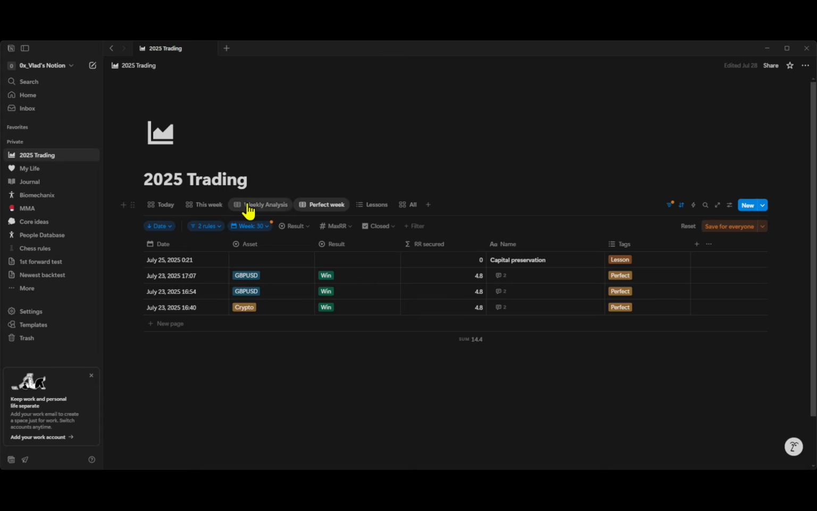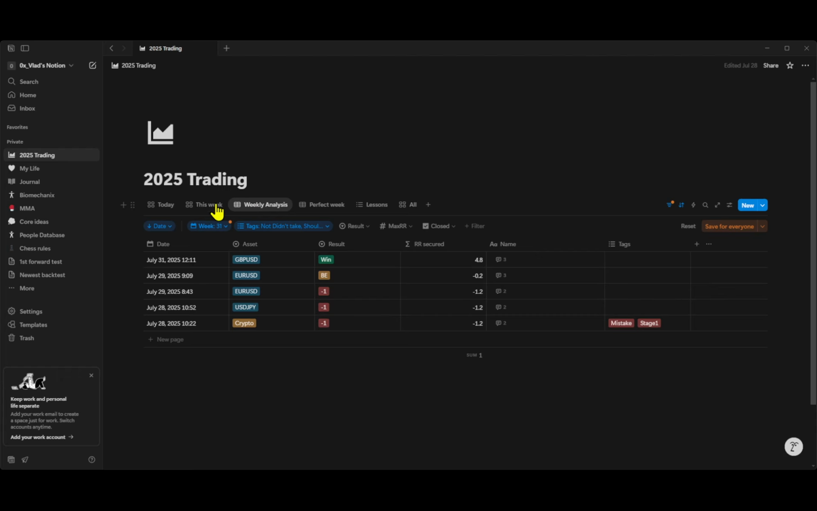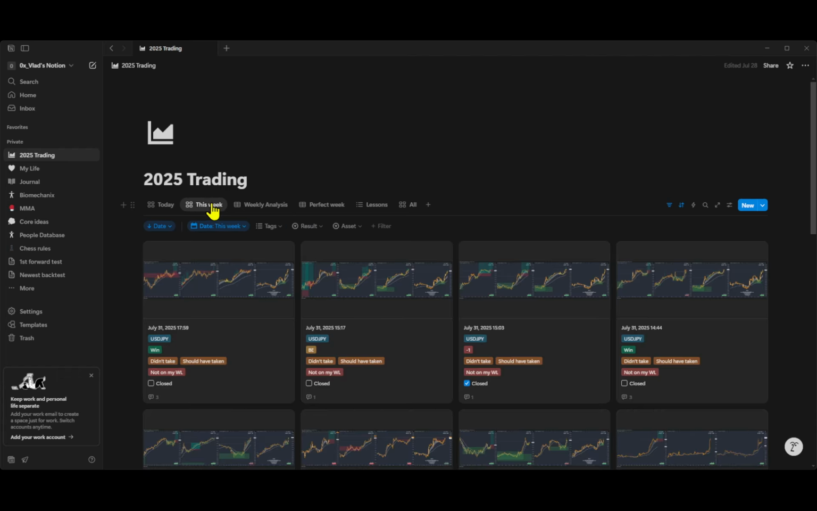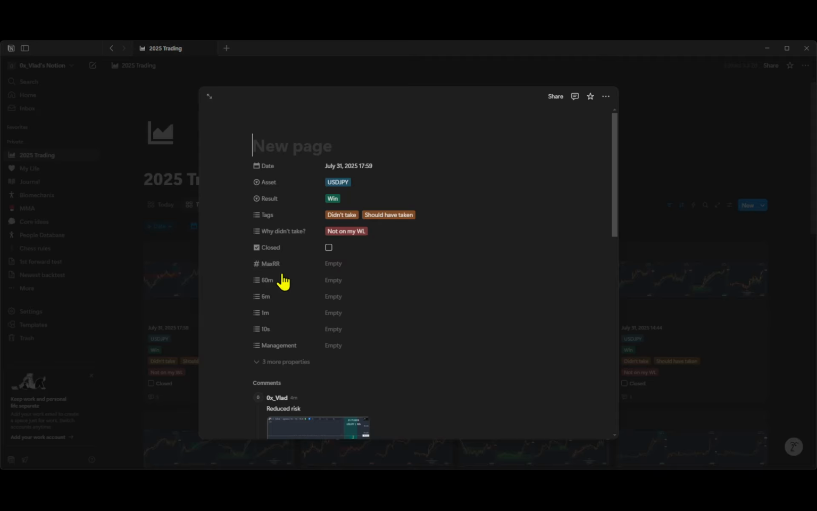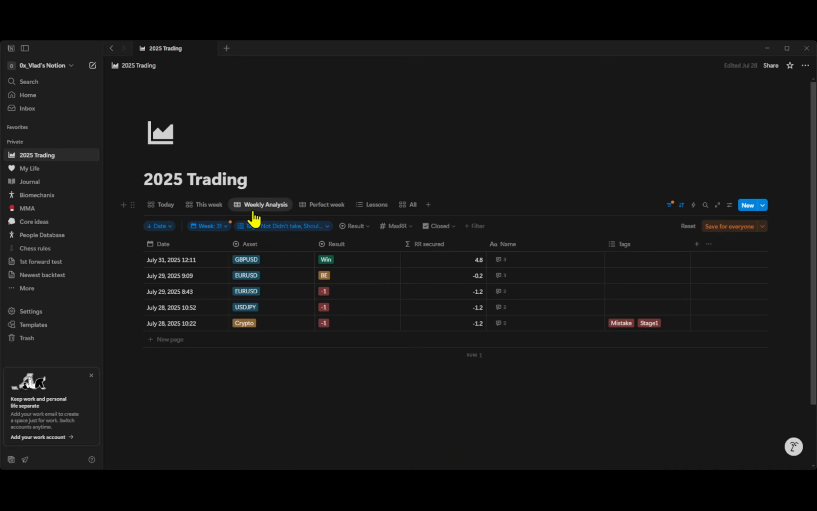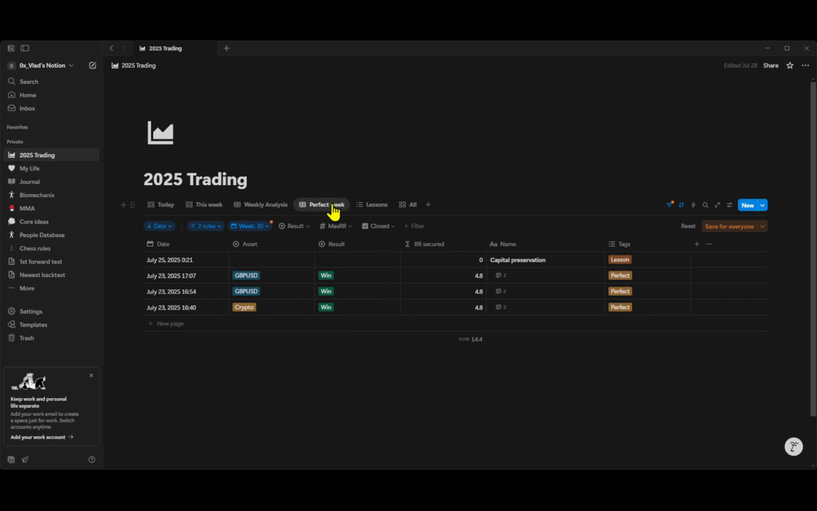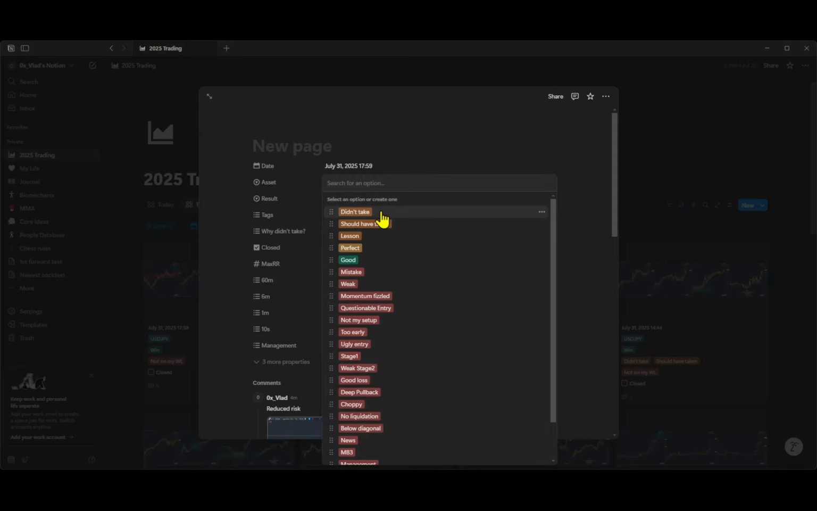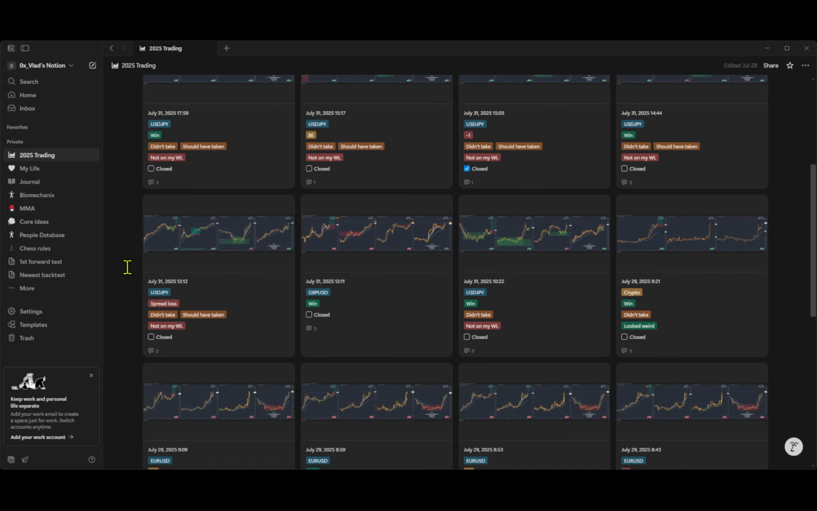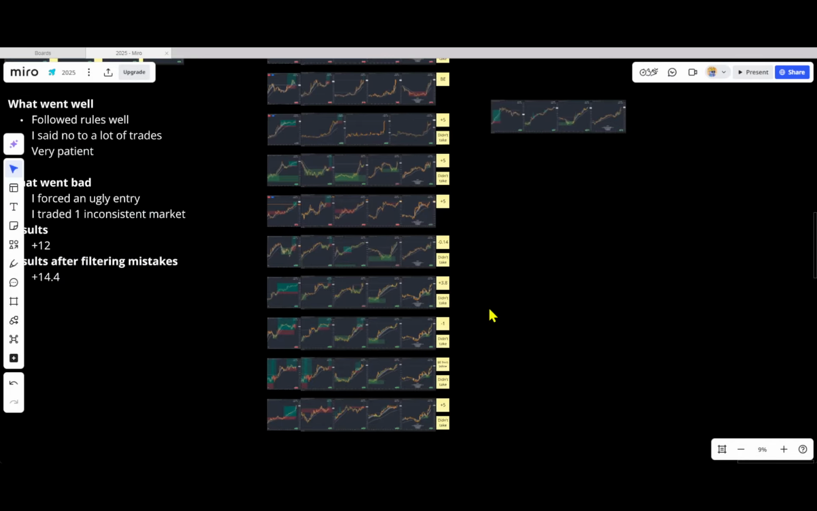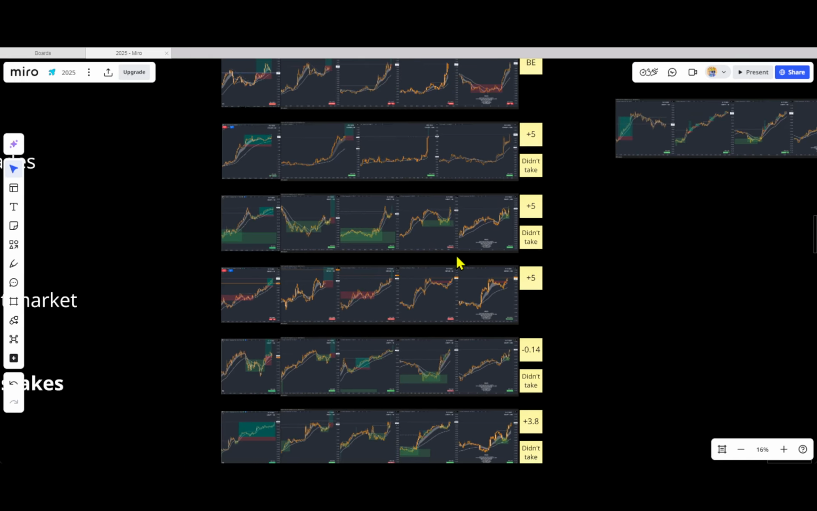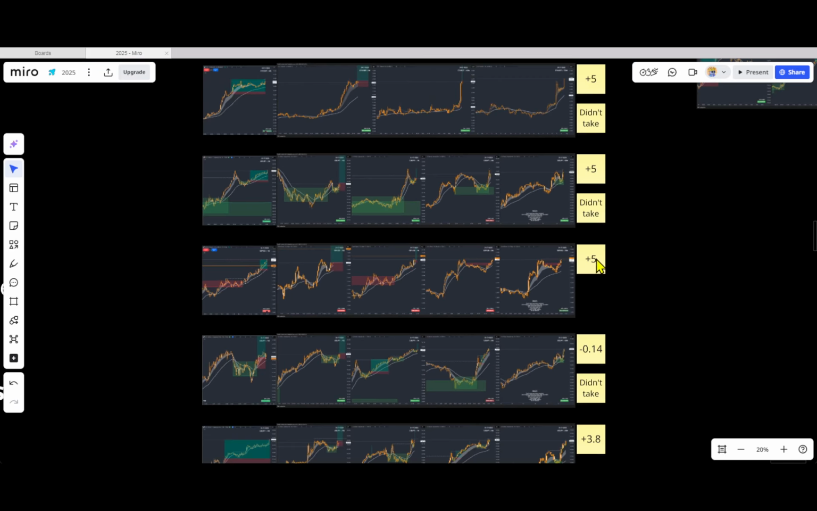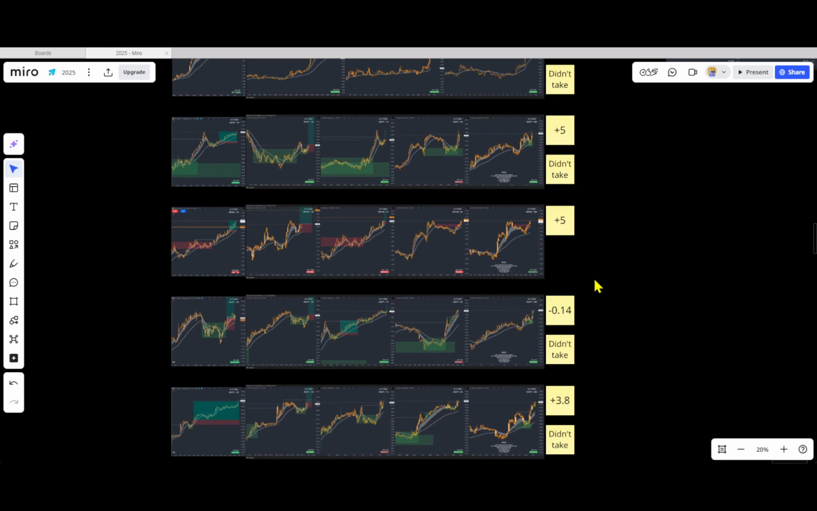Okay, so now if I go to my perfect week, I don't know why this isn't showing up. Maybe if I remove didn't take and just leave should have taken. No. Okay, I haven't really figured this one out yet. But anyway, if I had traded this the way I was supposed to, so here, where did this start? UJGU. Okay, I would be up plus 5 for my GU today.